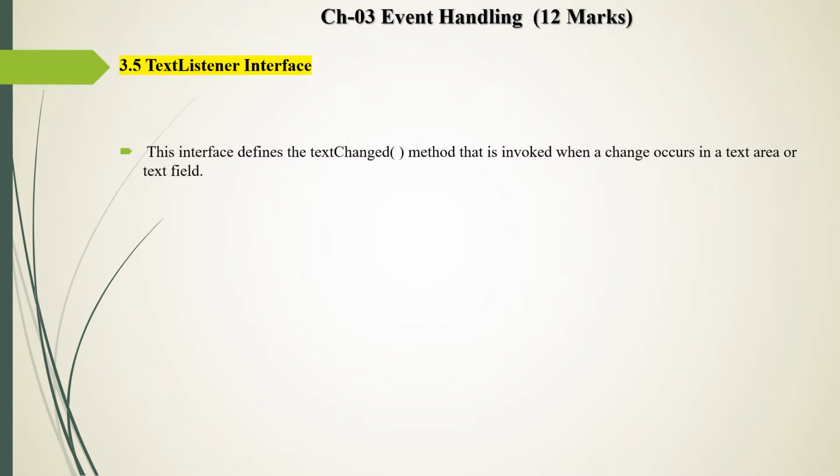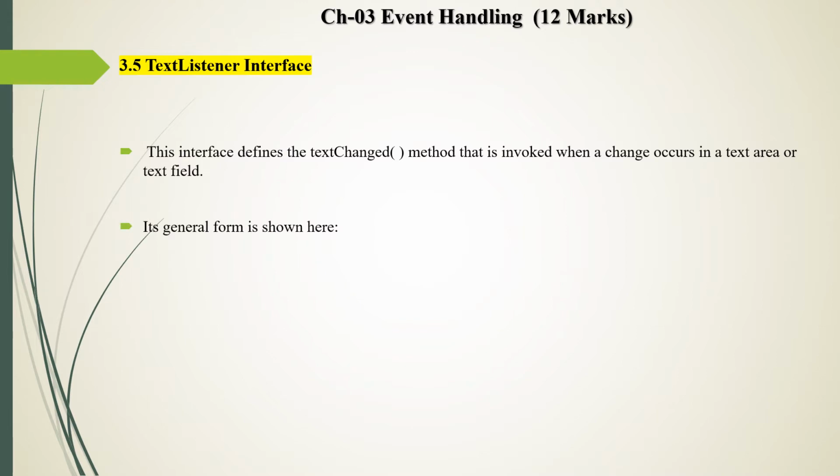When you enter any character or letter in the text field or text area, the value of the text field or text area is changed. This method is invoked when you change the value of the text field or text area, and the TextListener is responsible for generating the event for the text area and text field.